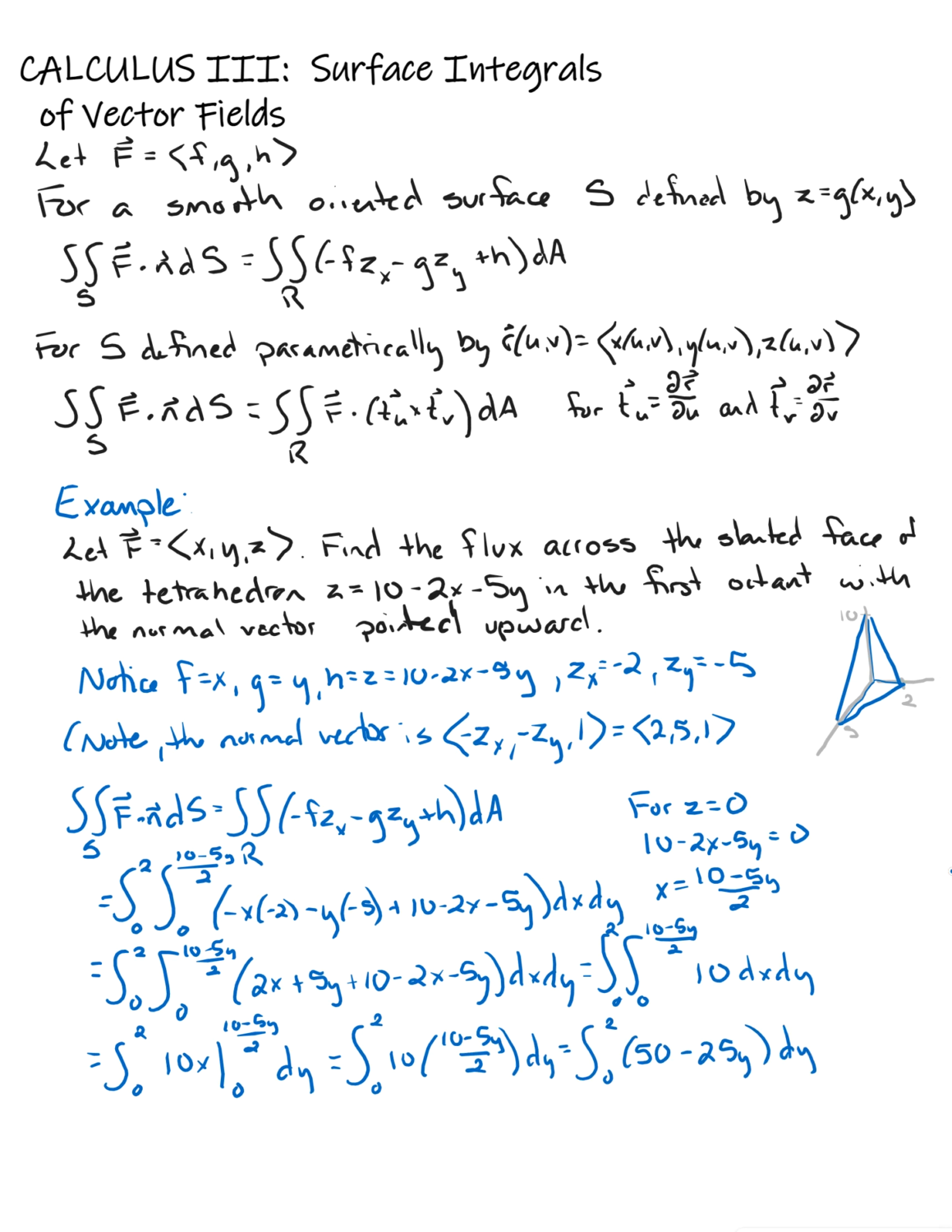Now we're going to integrate with respect to y, so we get 50y minus 25 over 2 y squared, evaluated from 0 to 2. See, evaluating at 2, we have 100, minus, reduce a 2, that gives us 50. And then minus 0, of course, which simplifies to just 50. And there we go. Not too bad. Enjoy.